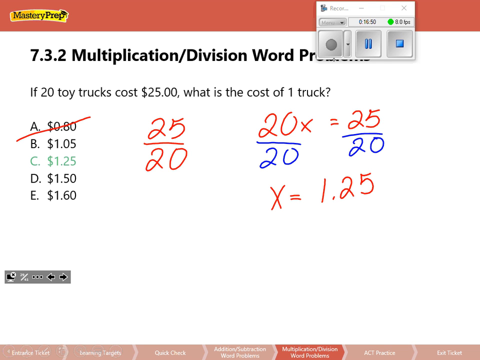Now, we could have worked it out that way and said 20 times 1.05, does it give me $25? If it does, then that's the correct answer. If it doesn't, we could try 1.25. Then this here would. If it didn't, then we can move on to 1.5 or 1.6. So sometimes using the answers in the numbers given can get us to the right answer. 25 divided by 20 is equal to 1.25.